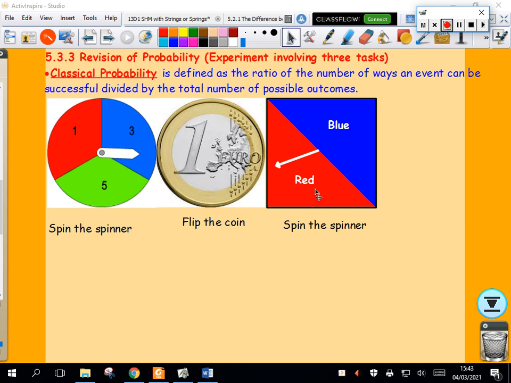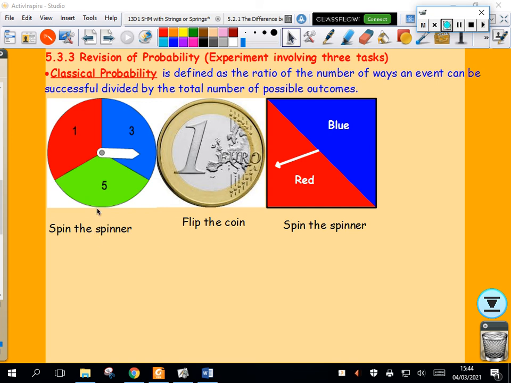Okay, so in this class I want to investigate the probabilities for an experiment involving 3 tasks. Remember, to find the probability of any event, it's the number of ways that event may occur divided by the total number of possible outcomes. That's central to everything.